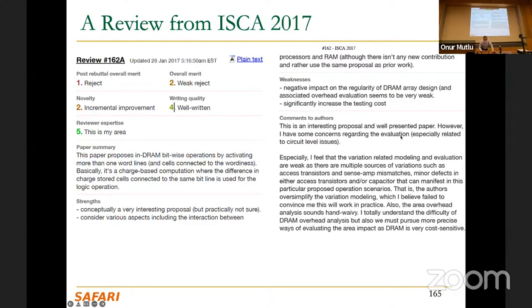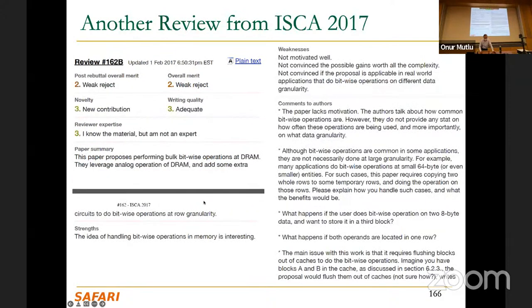So basically evaluation, especially circuit level issues, you could argue whether or not that's true. Yeah, there's a lot of comments over here, but I don't know if this really deserves a strong reject after all of that, right? Depends on your perspective. So another review, I think this is a weak reject, as you can see. It's not an expert. Again, this is all self-proclaimed, right? We don't know if this is correct or not.